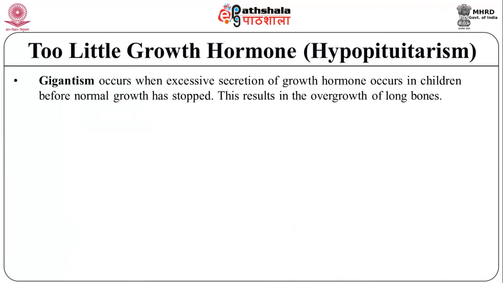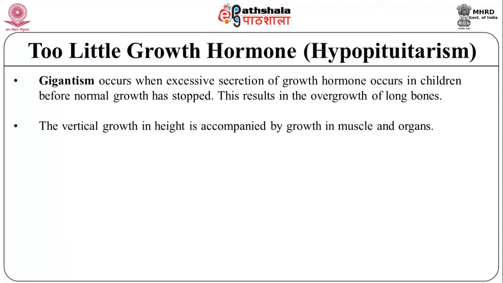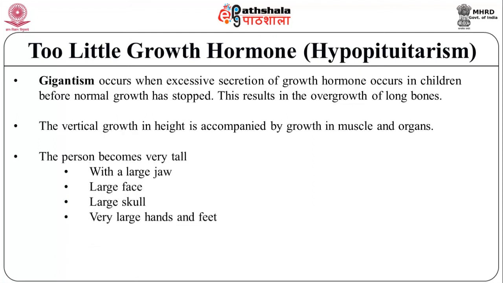Gigantism occurs when excessive secretion of growth hormone occurs in children before normal growth has stopped. This results in the overgrowth of long bones. The vertical growth in height is accompanied by growth in muscles and organs. The person becomes very tall with a large jaw, large face, large skull and very large hands and feet.